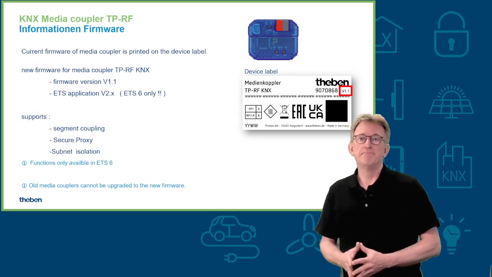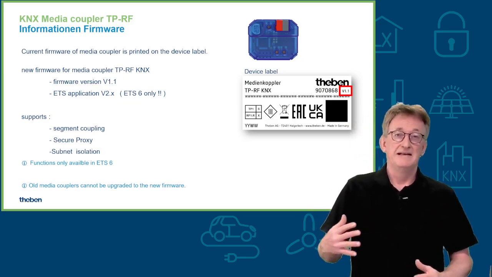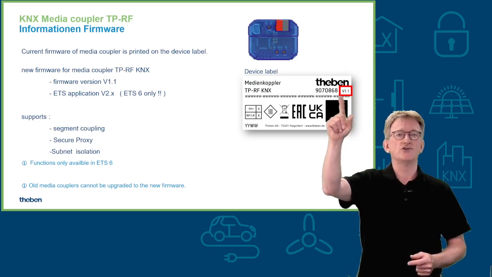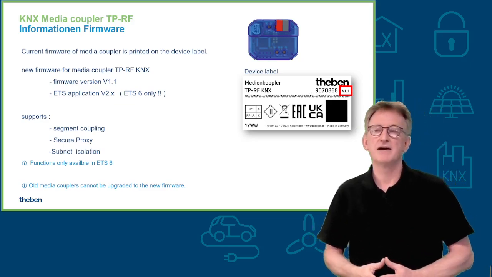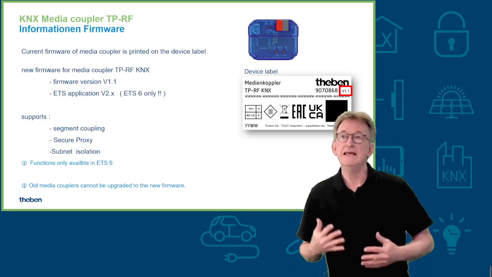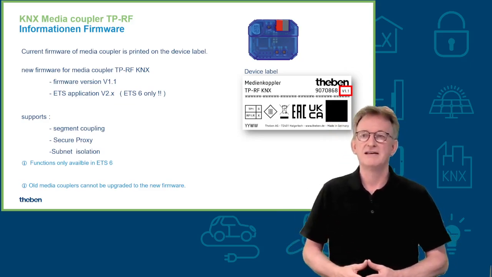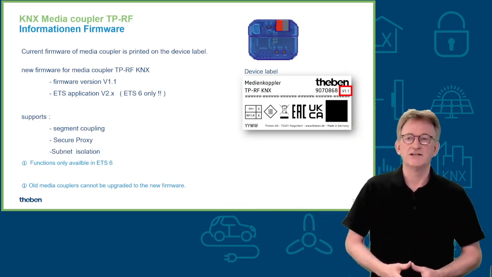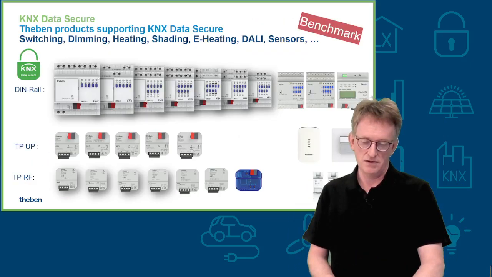What is needed? We already have the media coupler available, but due to some technical reasons, only the latest version of the media coupler, and you can identify that on the device label here, if you can read here version 1.1, then this media coupler supports the secure proxy, the segment coupling, but also the subnet isolation. That's important, and these features are only supported in ETS 6. You also have to use the application for ETS 6 for that device. Very, very important. Unfortunately, old media couplers are not able to get upgraded to the new firmware. So that's very important information.